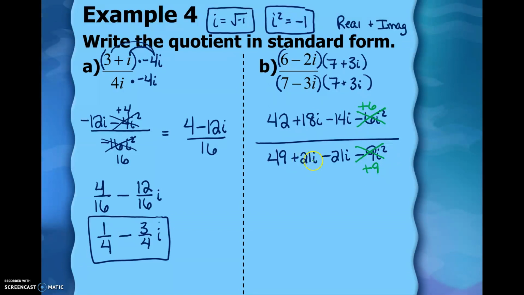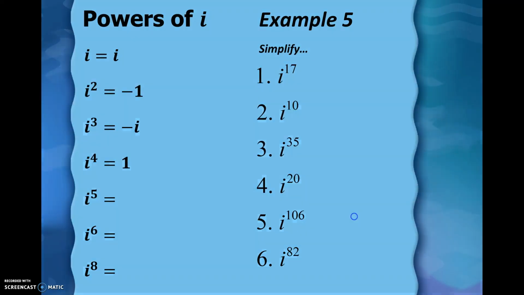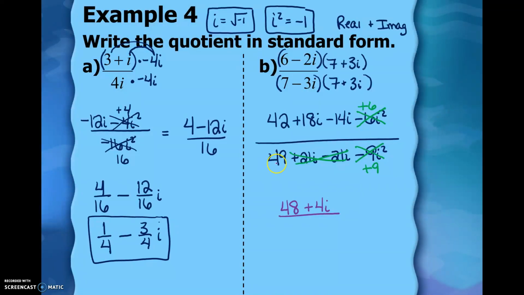The other thing that you might notice on the bottom, 21i, negative 21i, because the conjugate uses the opposite symbol, it always makes it so that those two middle terms will cancel. So what do we have left? On the top, we've got 42 plus 6, which is 48, and 18i minus 14i, so that would be plus 4i. On the bottom, we have 49 plus 9, which is 58.